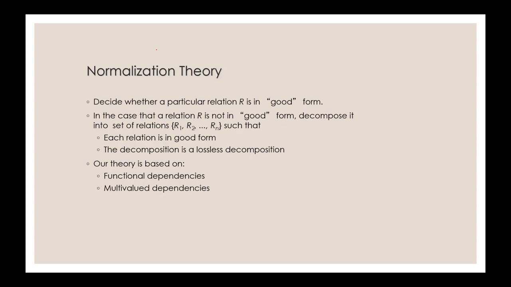Normalization theory decides whether a particular relation R is in a good form. In the case that a relation R is not in a good form, we want to decompose it into two or more relations. Each of these should be in a good form, and the decomposition process should be lossless, meaning when we take a natural join of all these relations, we should get the original R. Our theory is based on functional dependencies and multivalued dependencies. We'll go over these in our class.